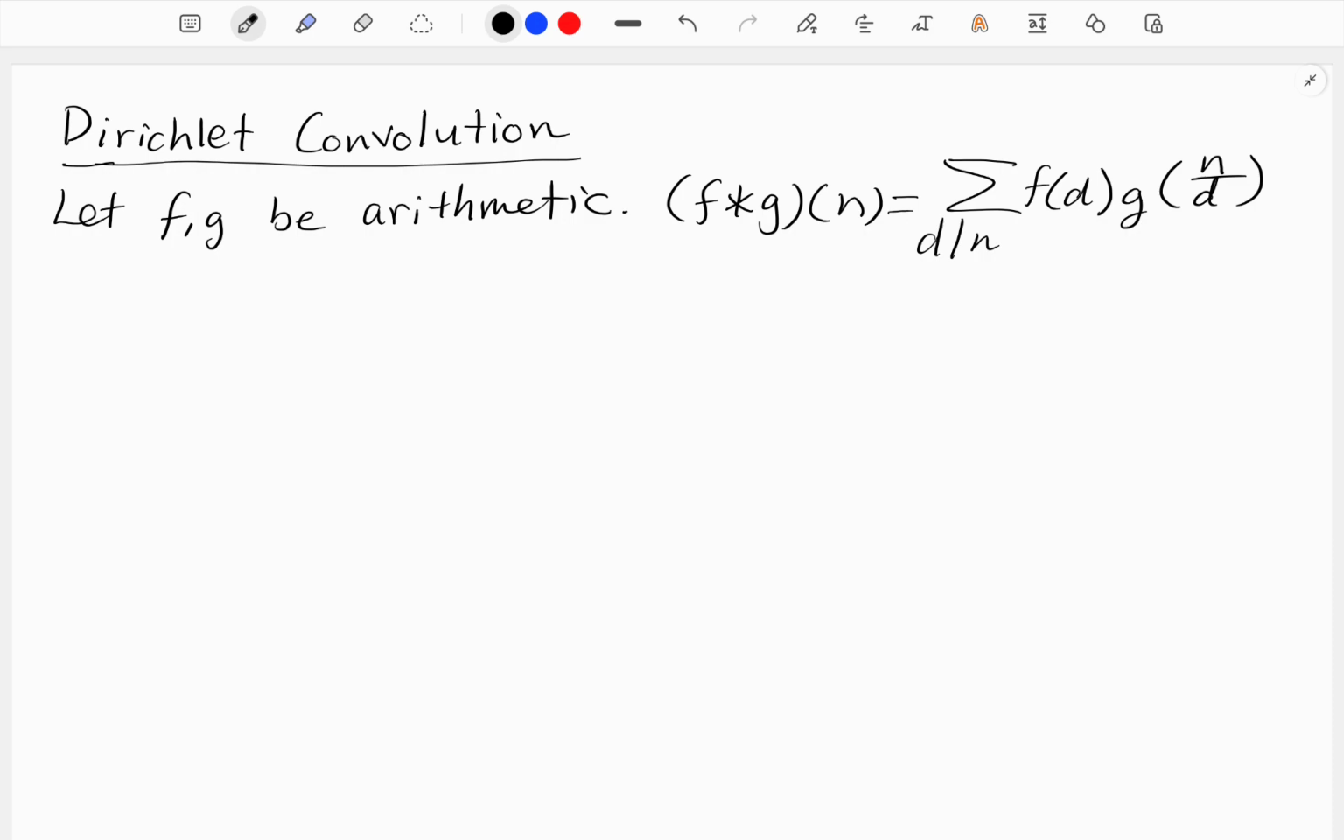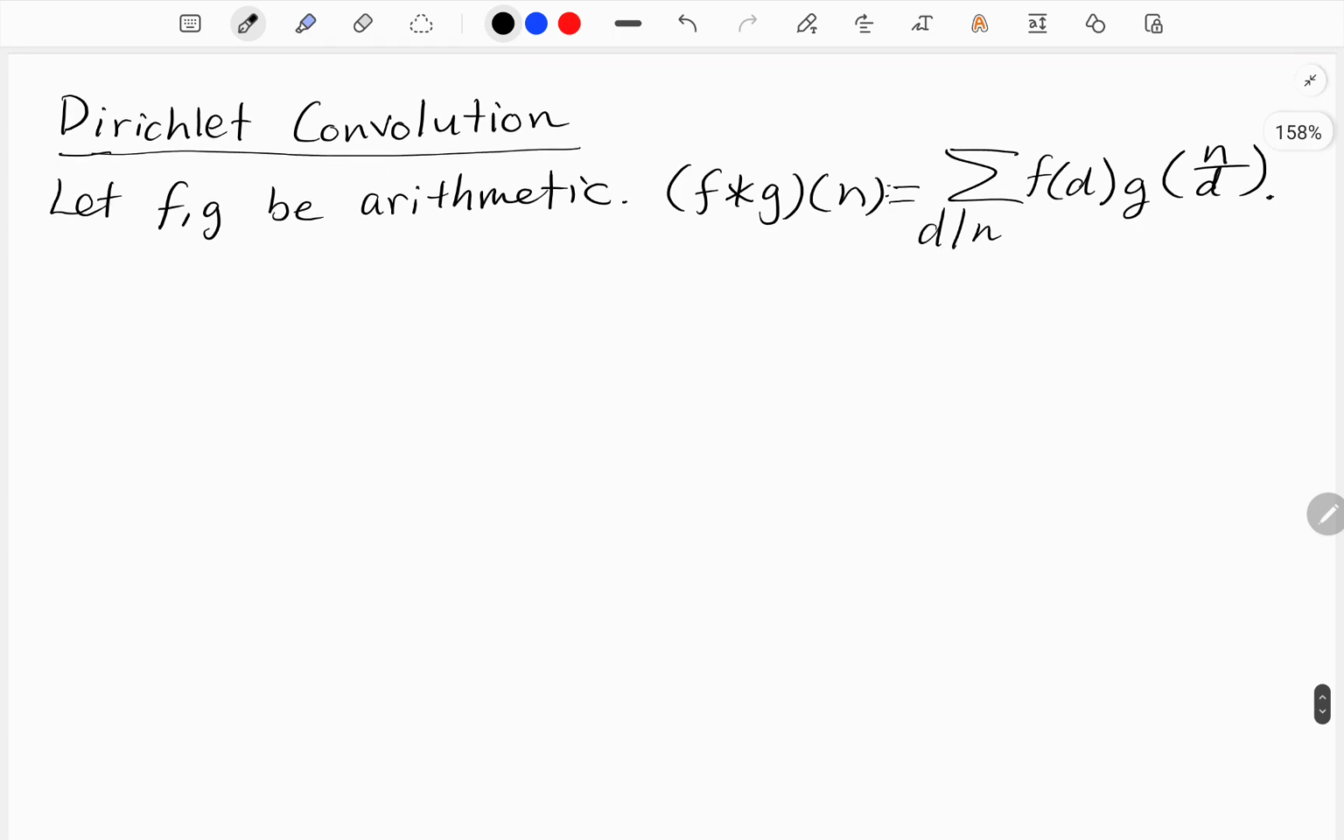Okay, and I say positive divisors because f and g are arithmetic. Then their inputs can only be positive integers anyways. So we say d is positive divisors of n, not any negative divisors of n. So this is how it's defined, I should say. So this Dirichlet convolution, the star operator, is associative, it is commutative, etc.